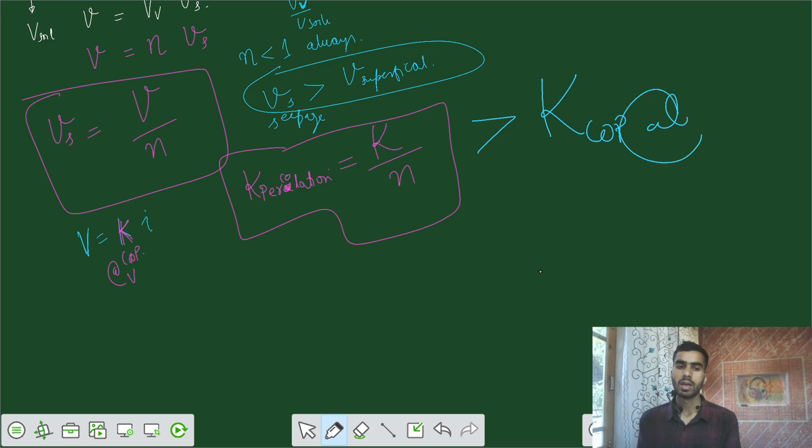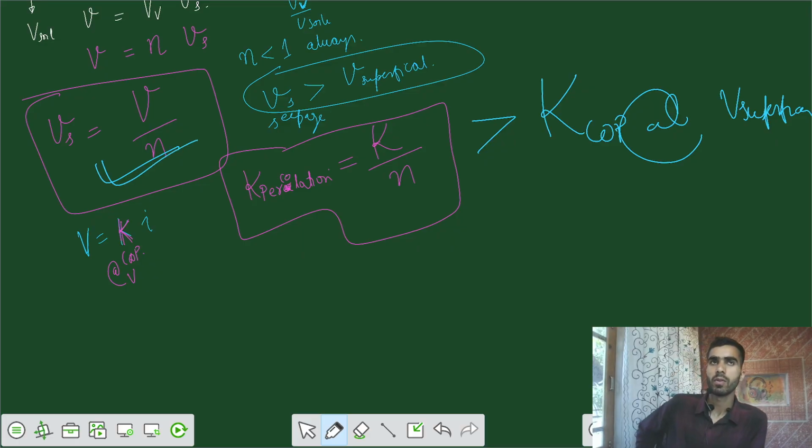So the seepage velocity would always be greater than the superficial velocity, and the coefficient of percolation would always be greater than the coefficient of permeability.